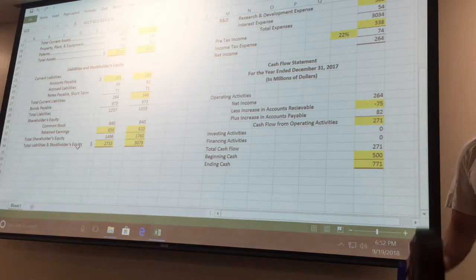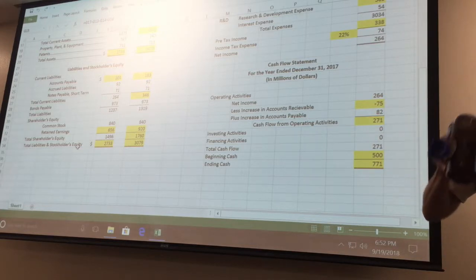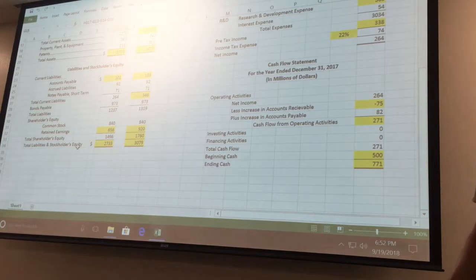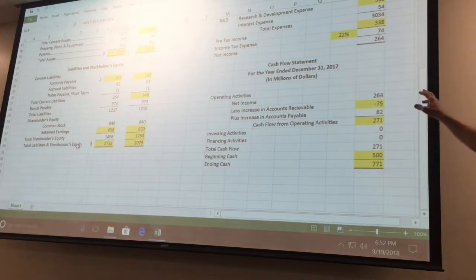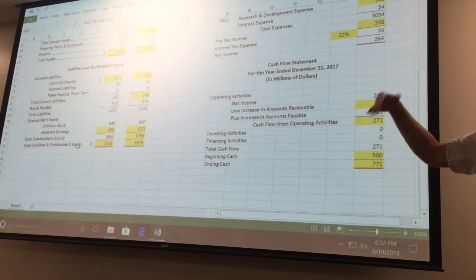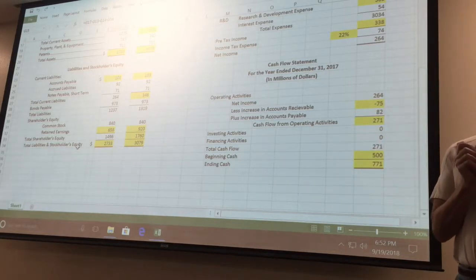Yeah. It does. I just put minus. I didn't put minus. I just put 75. Right. So it's overstating revenue, it's overstating the net income. So you have to take it out. What if accounts payable went up by 75?